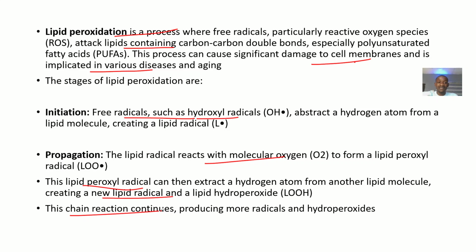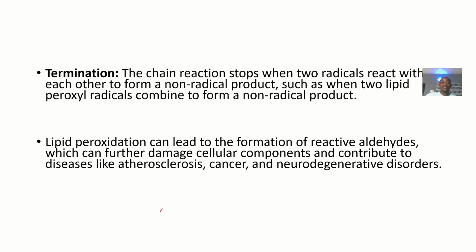The lipid peroxidation reaction is something where the products will also cause more damage. So what's the last step? Termination. This is where the whole thing terminates. The chain reaction stops when two radicals react with each other to form a non-radical product, such as when two lipid peroxyl radicals combine to form a non-radical product. If the radicals start reacting with each other, they become non-radical.